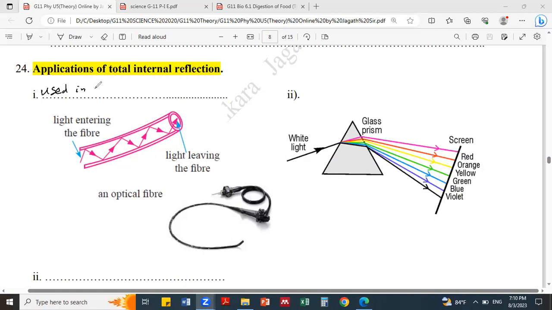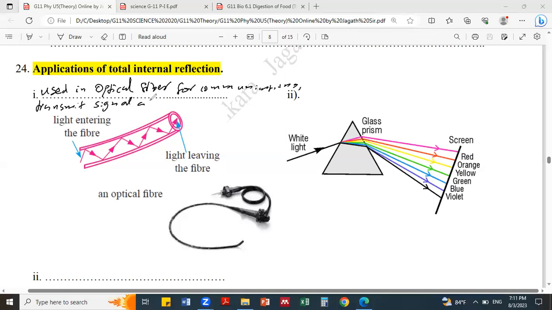Yeah, sure. You're right. Used in optical fibers. Total internal reflection is used in optical fibers for what? For communication, to transmit signals in high-speed internet connections. As well as communication, you can write: for transmitting signals in internet connections.